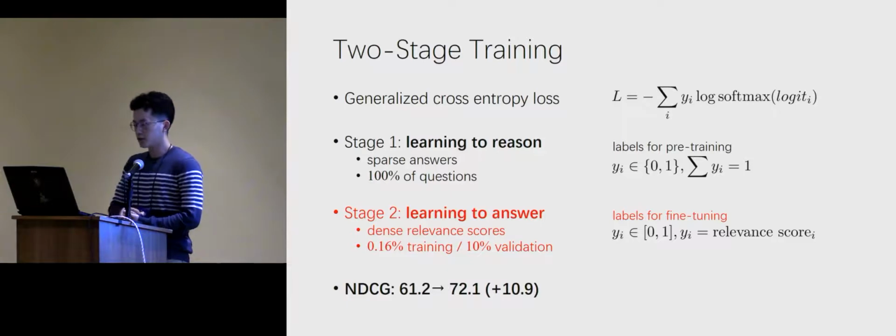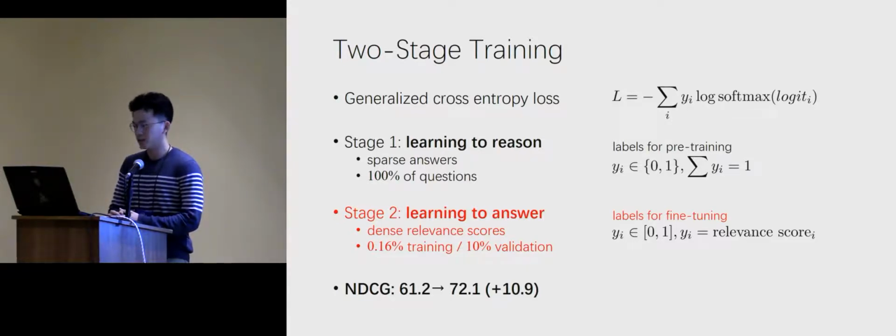And for the challenge about how to use the dense relevance scores annotations, we apply a two-stage training paradigm. The cross-entropy loss is widely used for the descriptive settings, and we generalize the loss by using different sources of labels. The first stage is the same as previous works using the one-hot ground truth answer.